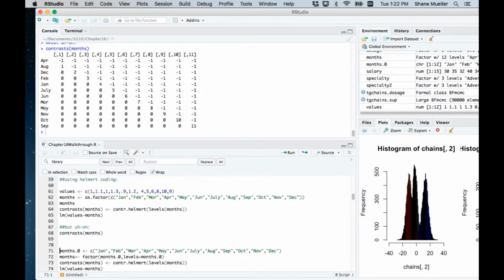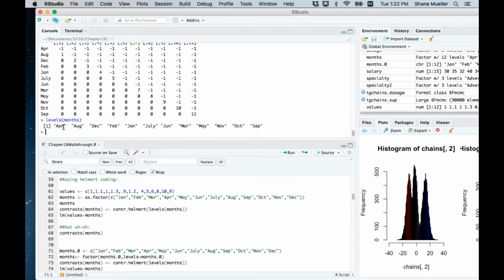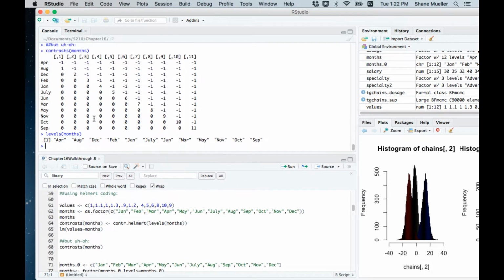If we look at the contrast of months, we can see, oh, this is strange. It's putting them in alphabetical order. And if we look at the levels of months, you can see that the levels are in alphabetical order. So even though a factor is categorical, it has an order, and sometimes it matters, and this is one of the cases where it matters. So we want to make sure the factor is in the order we care about, and R doesn't know that you wanted it in the specific order that you gave it.